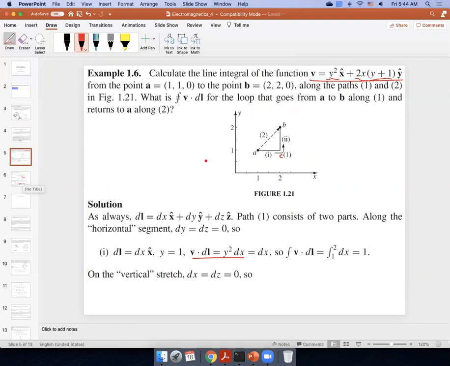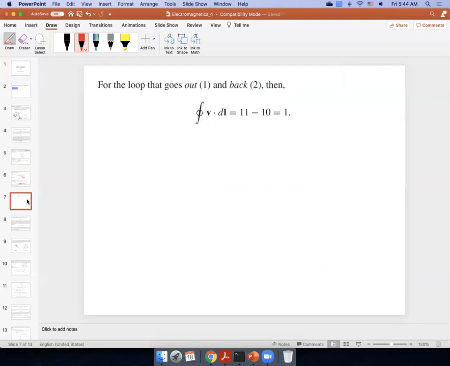So if you want to do an integral from a to c to b, and then go back from b to a, if you do a closed integral, what you will get is 11 subtracted by 10. You will get 1. So that's the solution for this example.